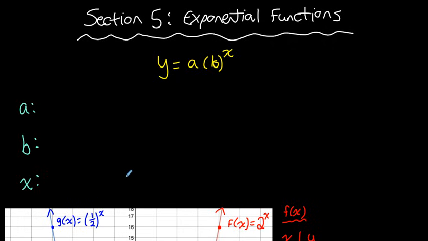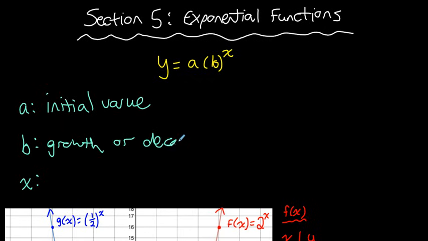Next, exponential functions. So the general equation for exponential functions is y equals a times b to the x. So what do these parameters mean? a, we usually call your initial value. b is your growth or decay factor. And x is the number of growths or decays.